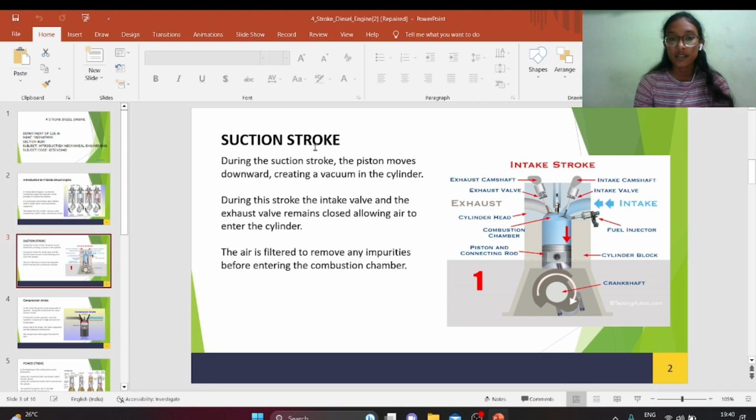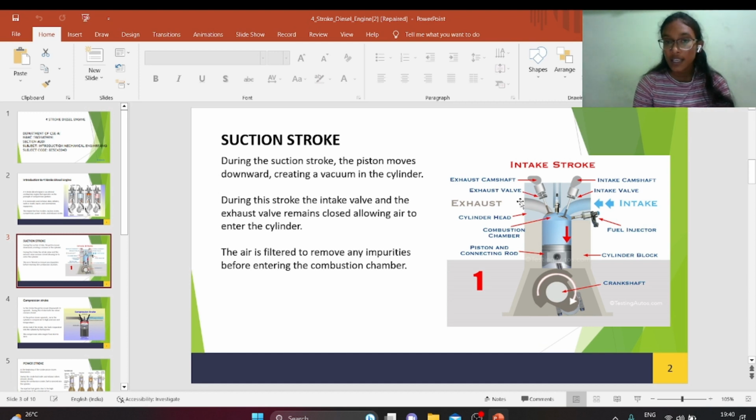So the first one is the suction stroke. This is the diagram of the suction stroke. As we can see, the different parts are the cylinder block, the crankshaft, the combustion chamber, the cylinder head and others. So let's study the suction stroke.